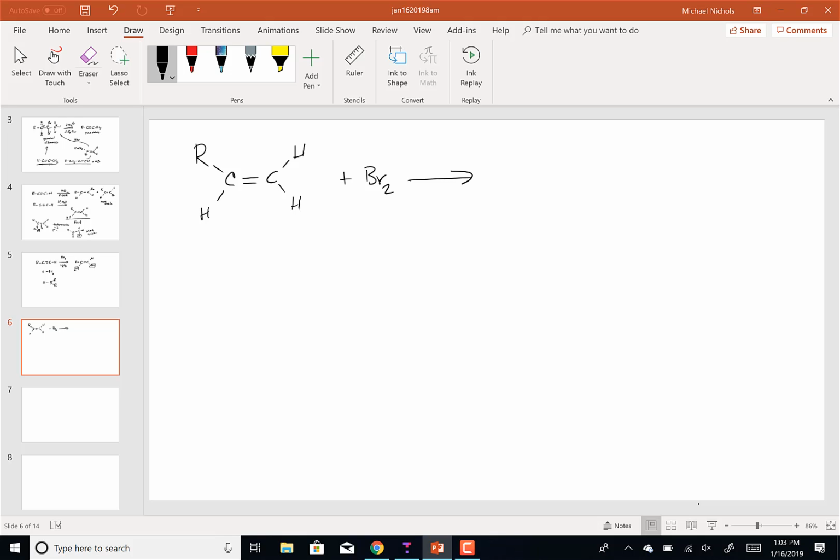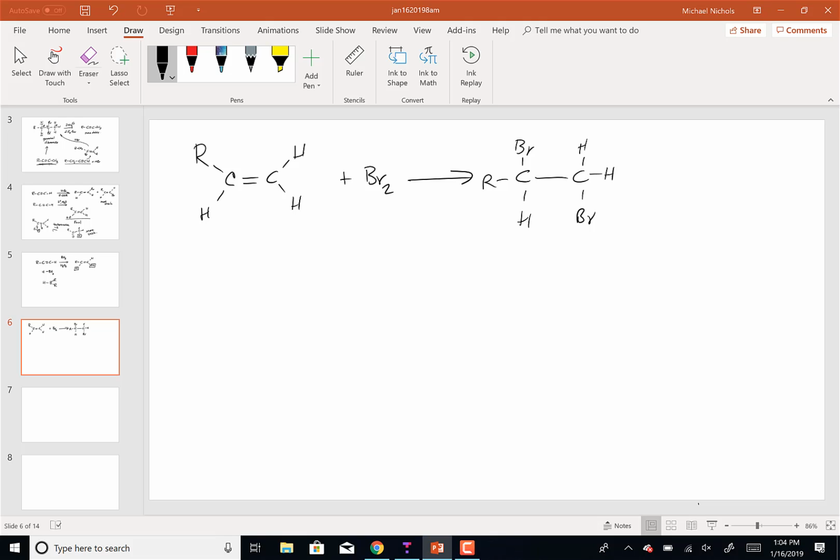Now, the problem when we make this product is that it's acyclic. I can write it like that to imply that they're trans, but since there's free rotation around the single bond, I could put the bromine here in any of the three positions just by rotating it. And this is a Lewis structure, not a three-dimensional structure with bold and dashed wedges.